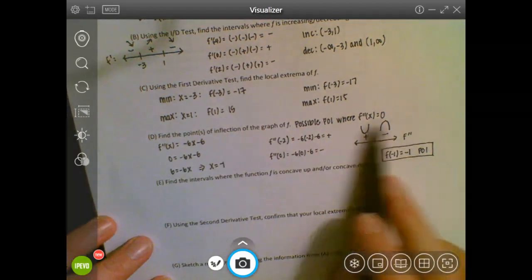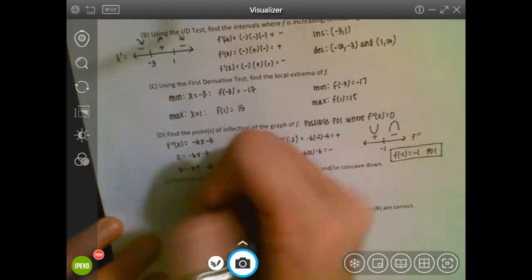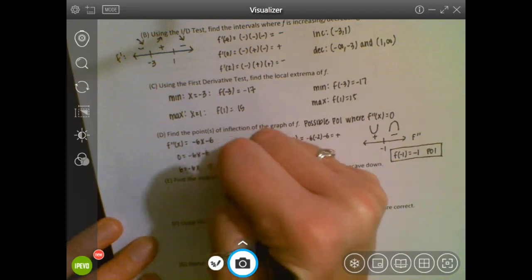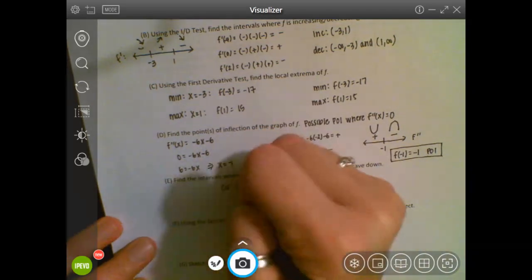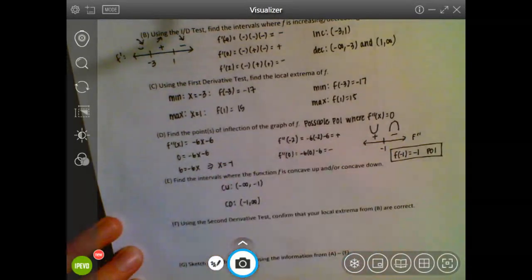So this sign chart is actually helping me to answer the next part of my question, find the intervals where the function is concave up or concave down. So we are concave up from -infinity to -1, and we are concave down from -1 to positive infinity.